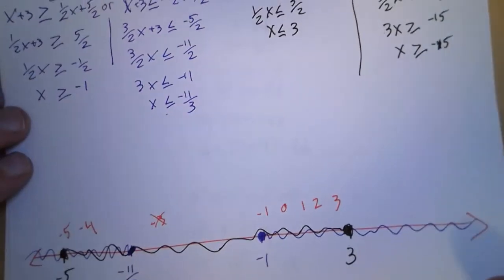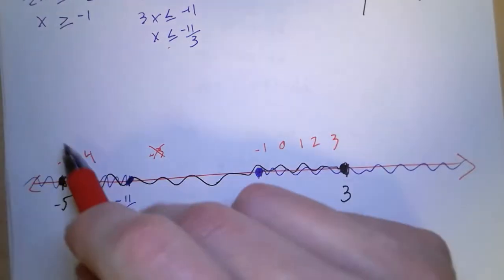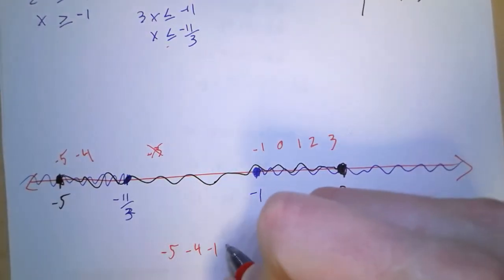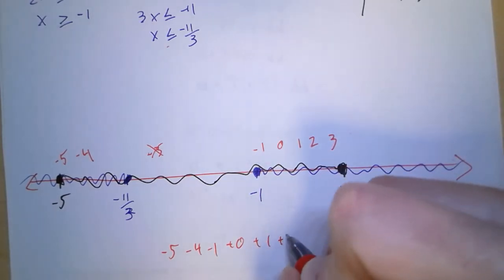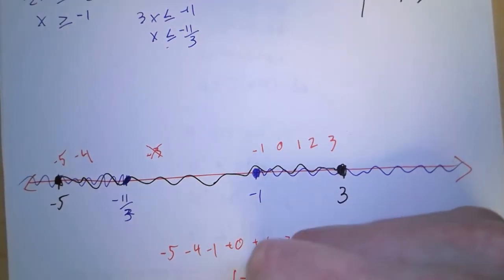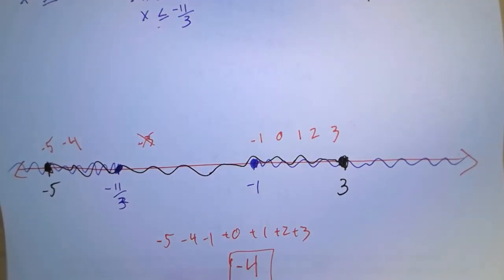And so what we want is the sum of all the integral values. So we add these up. Negative 5 minus 4 minus 1 plus 0 plus 1 plus 2 plus 3. The negative 1 plus 1 cancel, leaving plus 2 plus 3. And we get a total of negative 4. And there's our answer. And we're done.